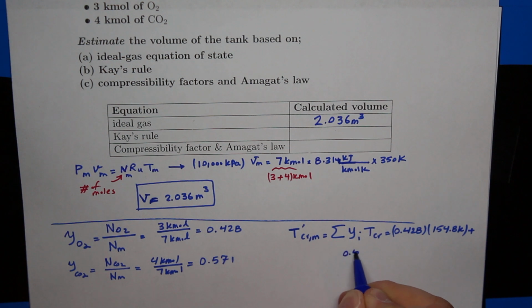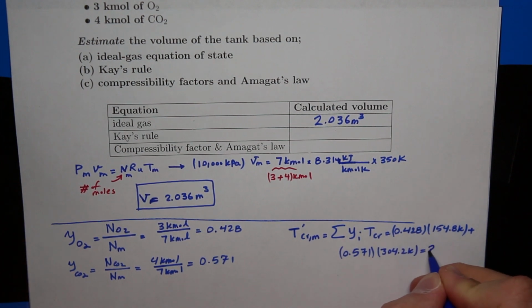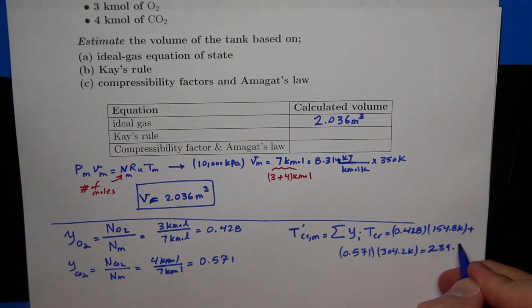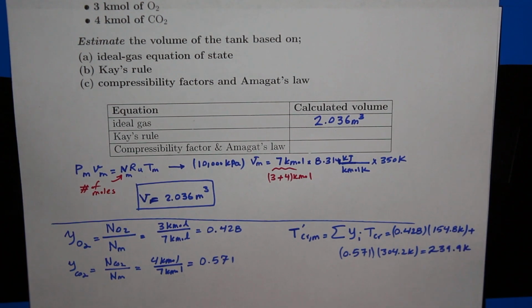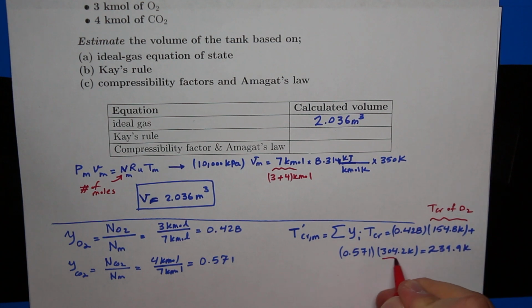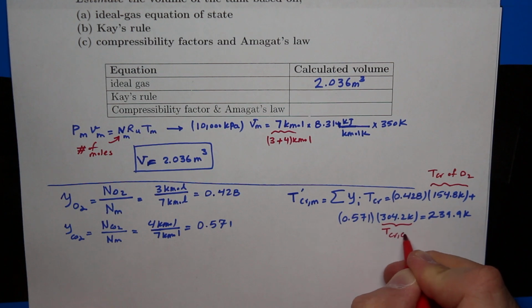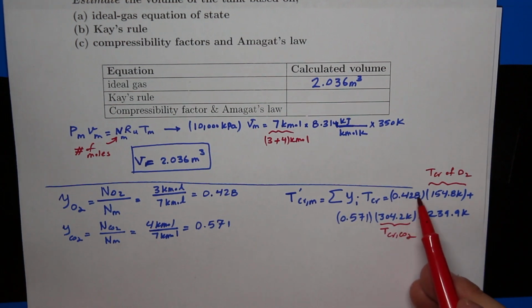So it's going to be 0.571 multiplied by the critical temperature of CO2, and that is 304.2 Kelvin. So the answer is 239.9 Kelvin. Okay, so in case you're asking what this number is, this is T critical of oxygen, and likewise this one is T critical of CO2, and this is the mole fraction of oxygen, and this is the mole fraction of CO2.